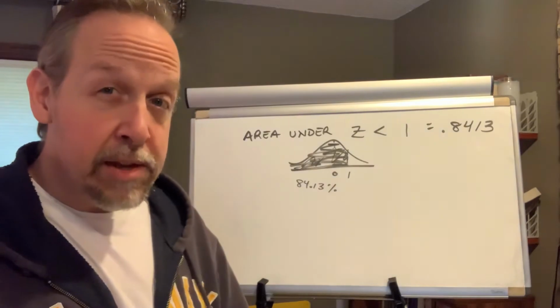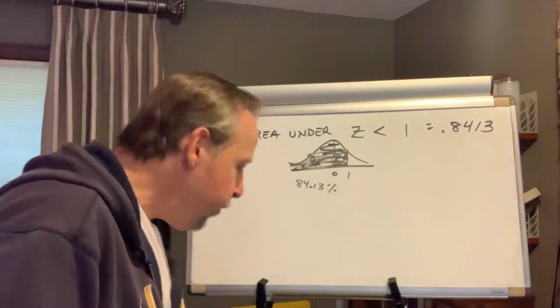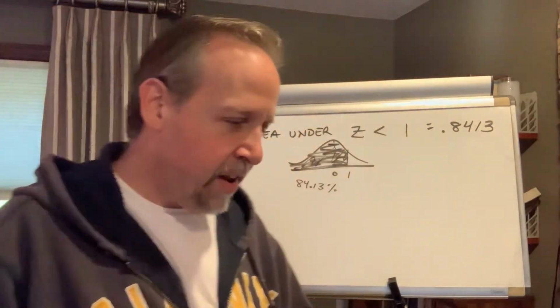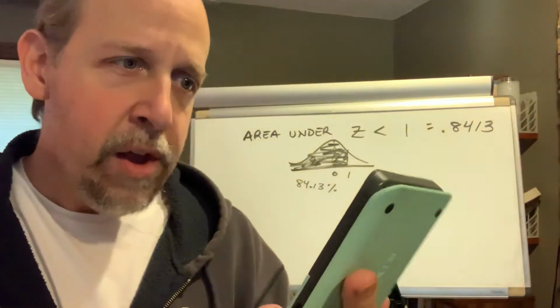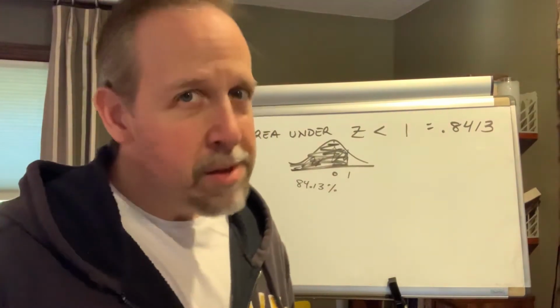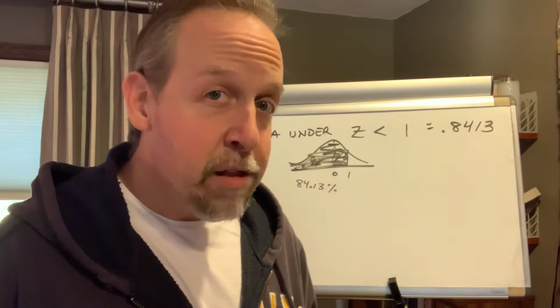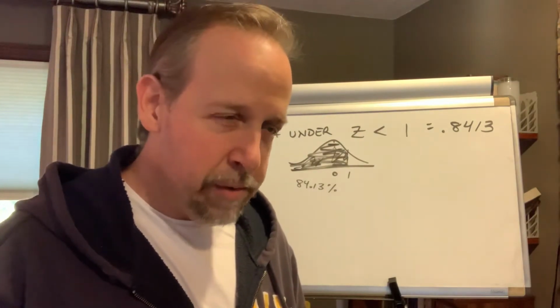Let's see if we can get the calculator to give us a similar result. So, using the calculator, the first input we have to enter says lower. Now, mine automatically shows negative 1 E99. Maybe yours does too. Maybe if you have an older calculator, like an 83 or an older 84 that's not a plus or a silver, you don't even see this.